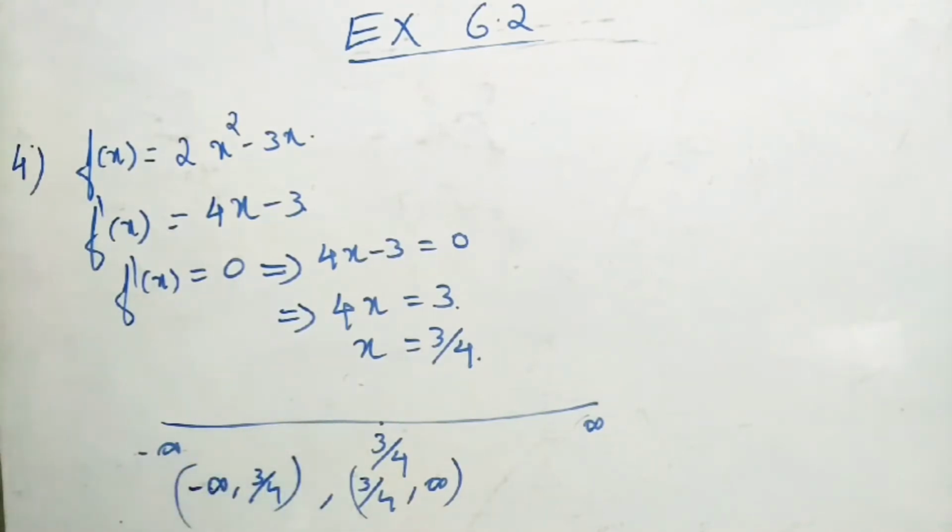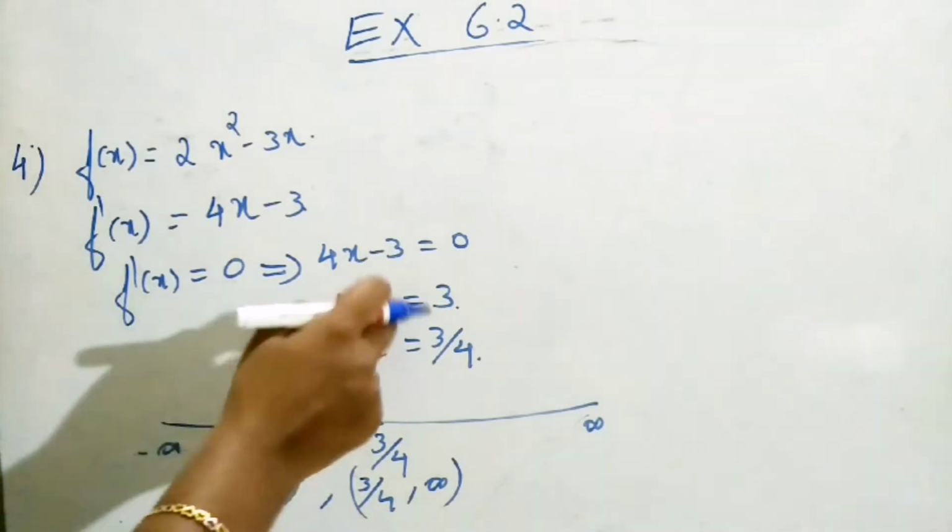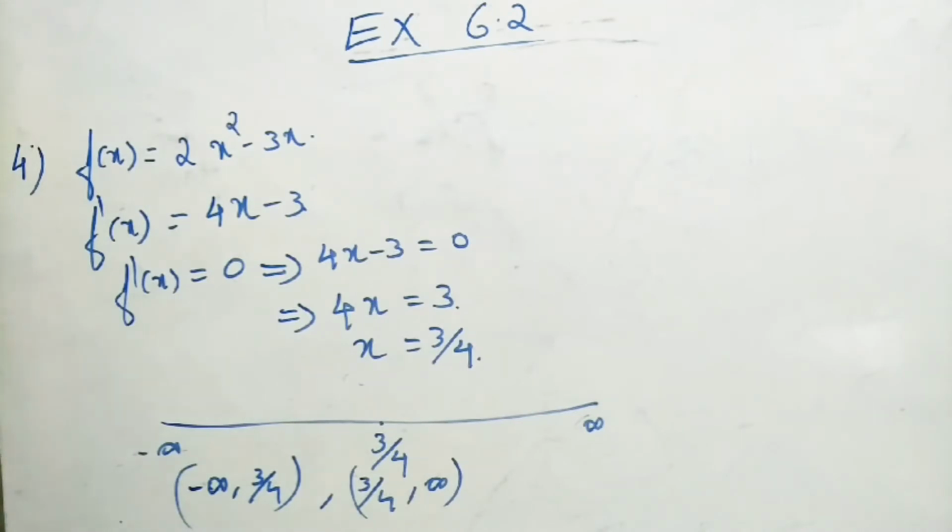It is an open bracket. Why are we not including this 3 by 4? Because if you include 3 by 4 in that interval, at this point f dash of x is equal to 0. We need to check the sign, whether it is greater than 0 or less than 0. So we are not including that point 3 by 4. So we got two intervals.